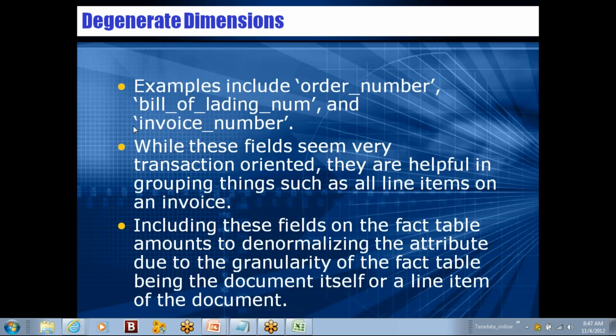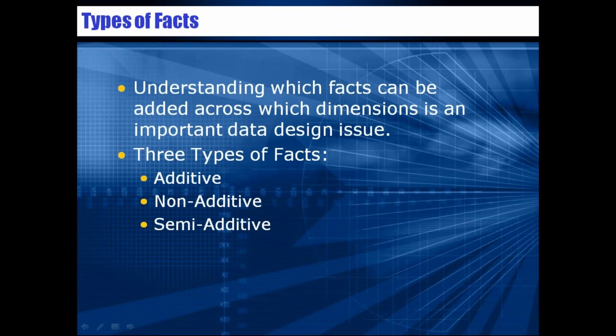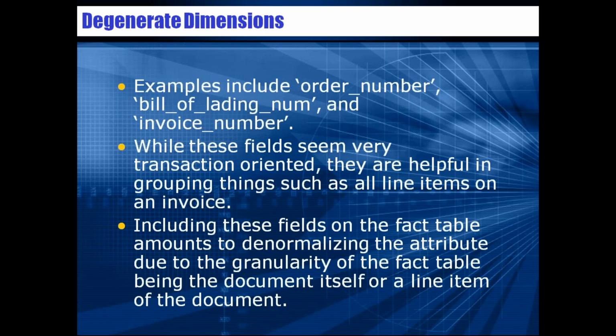So this is a document number. If you maintain document numbers in dimensions, they will keep on changing. So you may add them in the fact tables, but they are not actual facts. Such types of dimensions are called degenerated dimensions.